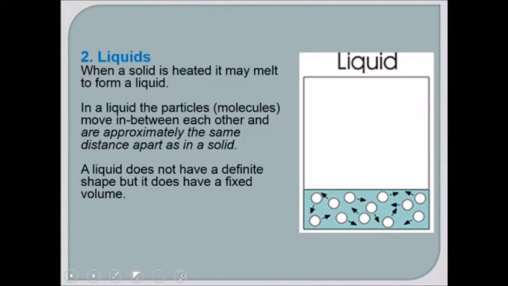So a liquid does not have a definite shape. It will slosh around to fill its container. However, its volume doesn't change. If I have 100 milliliters of water, I will still have 100 milliliters of water pretty much regardless of what I do to it outside of having it evaporate.